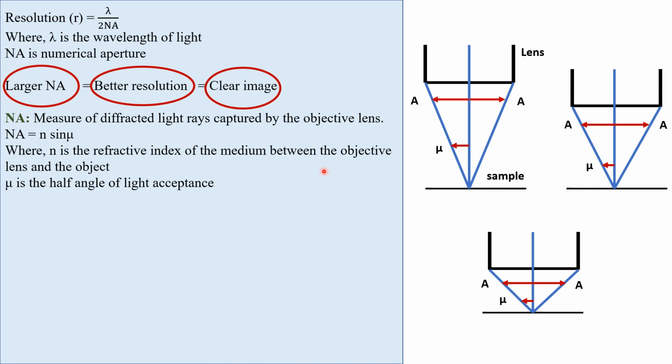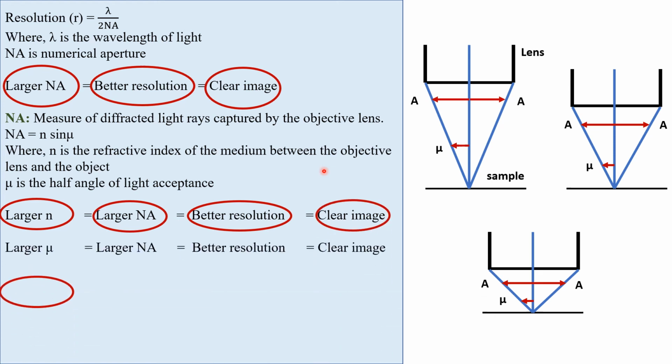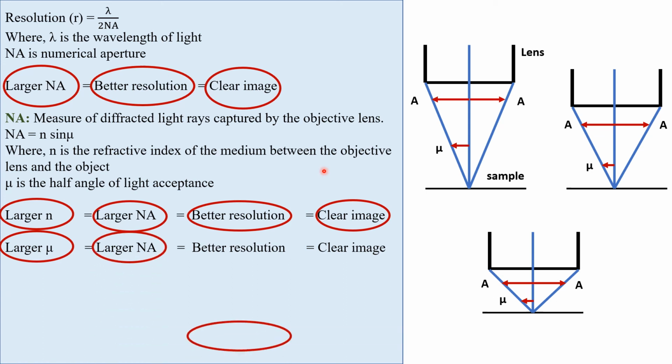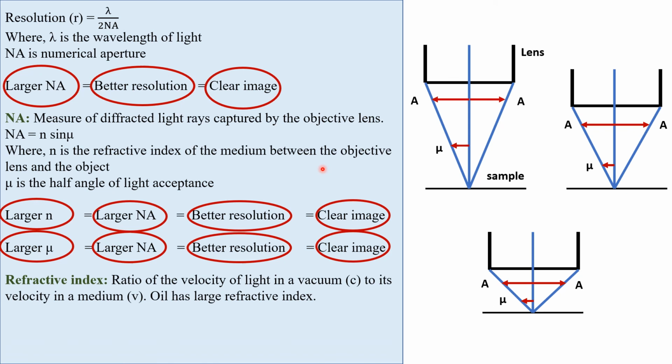Now, from this formula, we can say larger the N, larger will be the NA, better resolution, and it will give you clear image. And larger the mu, larger will be the NA, resolution will be better, and you will get clear image. Now what is refractive index?